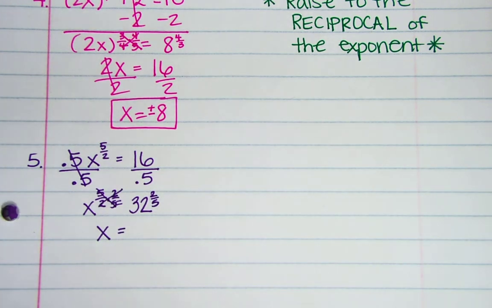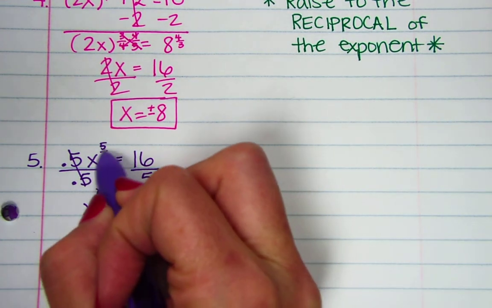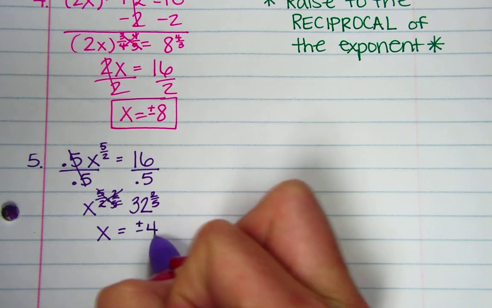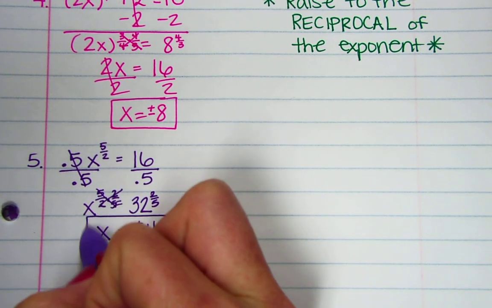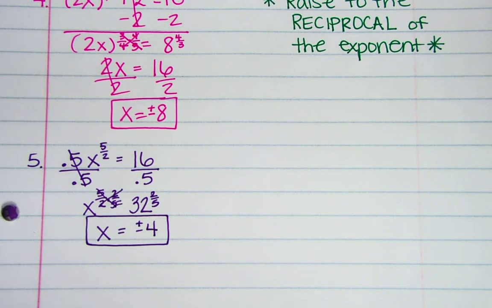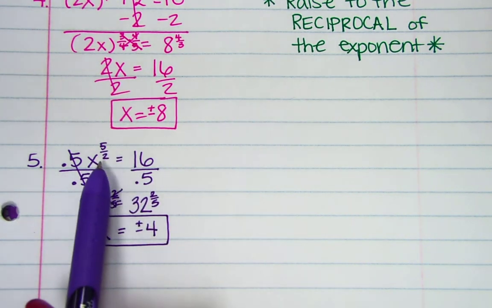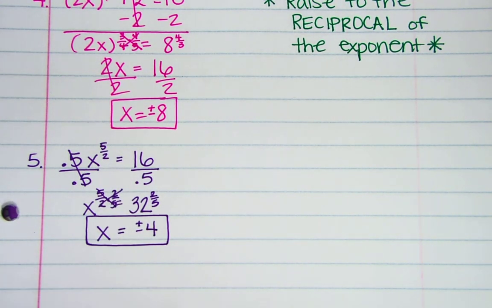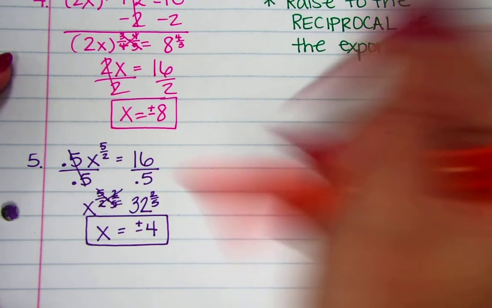32 to the 2 over 5. You can do that in your calculator. 4, just 4? All right, positive or negative 4 because the 2 was on the bottom. If that 5 was on bottom when you started, it wouldn't be plus or minus. It would be just positive. All right, awesome. Y'all doing awesome. So 2 more. Like I said, look how short and easy that is.